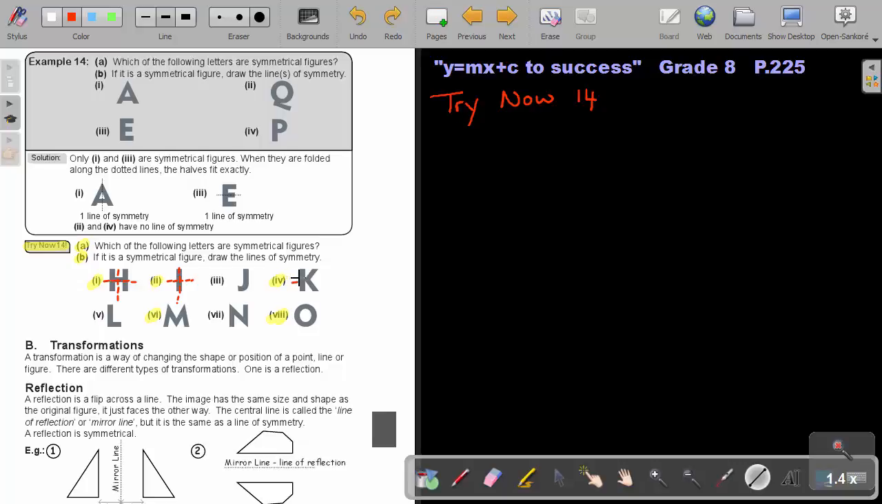K is just having one line of symmetry. L not. M will also just have one line of symmetry. And look, here is infinite lines of symmetry. Okay, so let's just write it there. So this had two lines of symmetry, two lines of symmetry, one line of symmetry, one line of symmetry, and this had infinite lines of symmetry. Okay, and that's all the lines of symmetry.